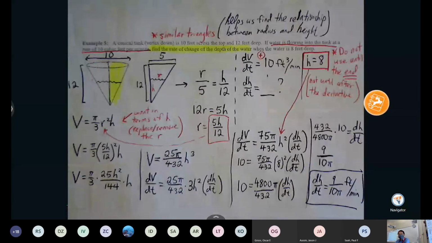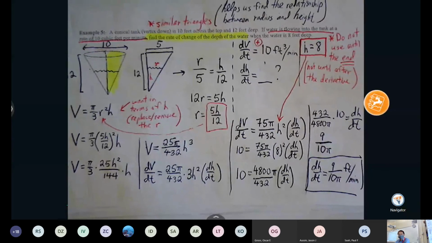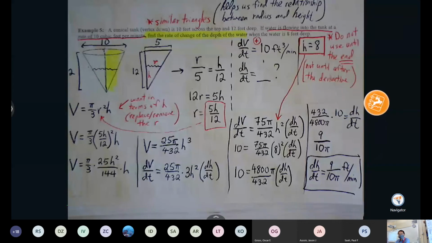Okay, as you can see, a lot of things to do with this problem, right? So we need to spend a couple of days practicing through this and knowing how to move through. Okay. All right, any questions for now?